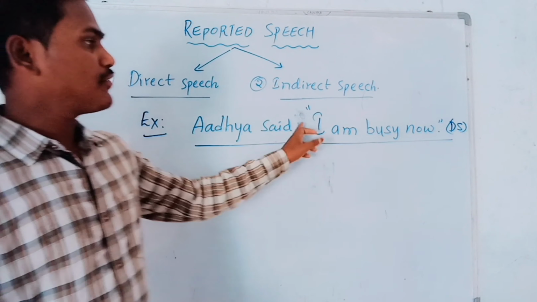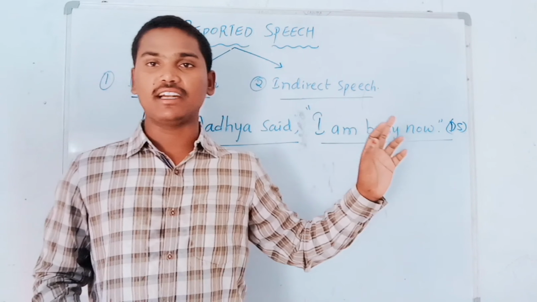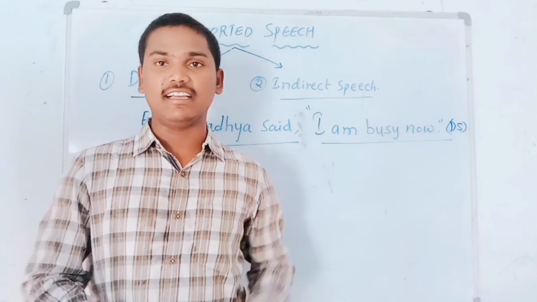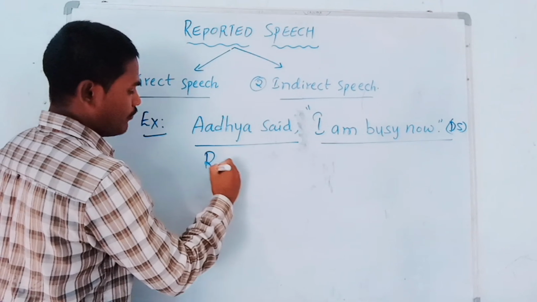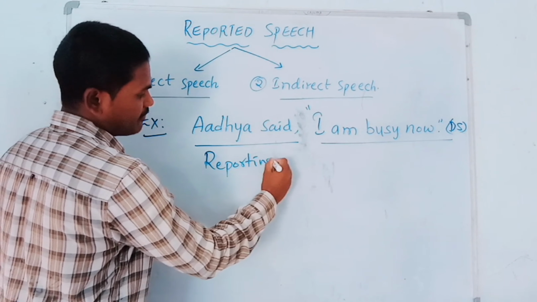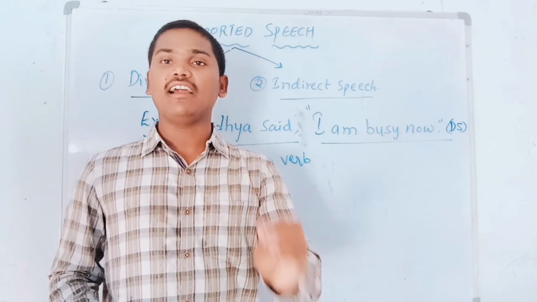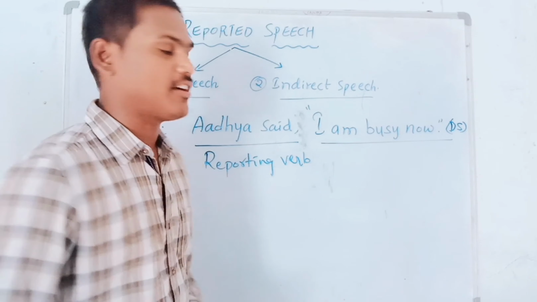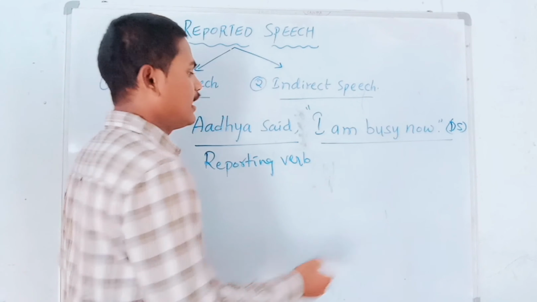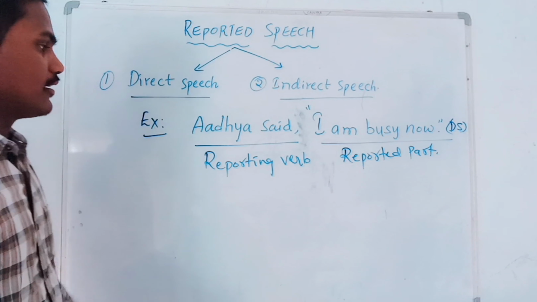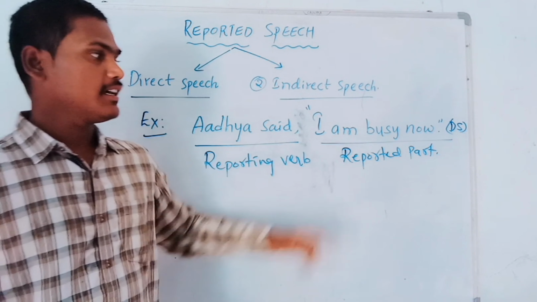Outside the inverted commas, whatever sentence we get, that we call the reporting verb. What do we call this? Reporting verb. In between the inverted commas, what we have is the speaker's original and exact words. So that's why we call that the reported part. It is called the reported part. So it is the reporting verb and it is the reported part.